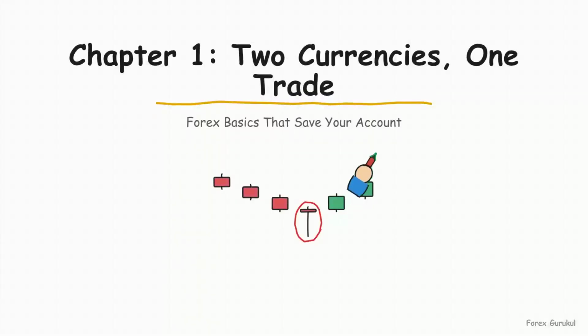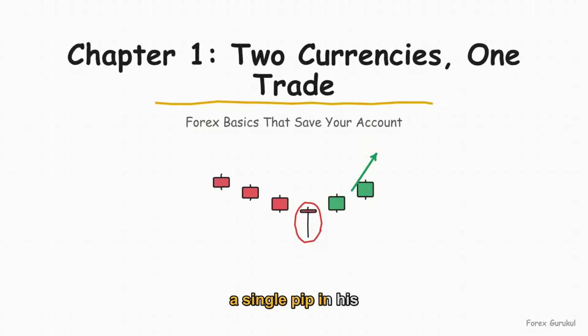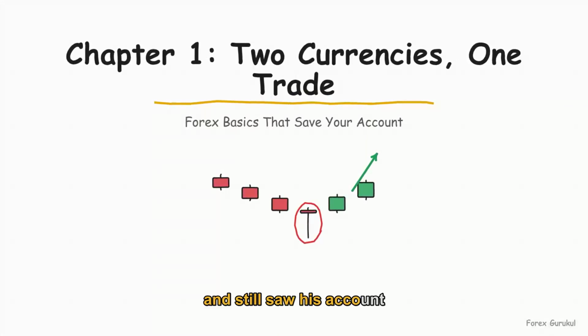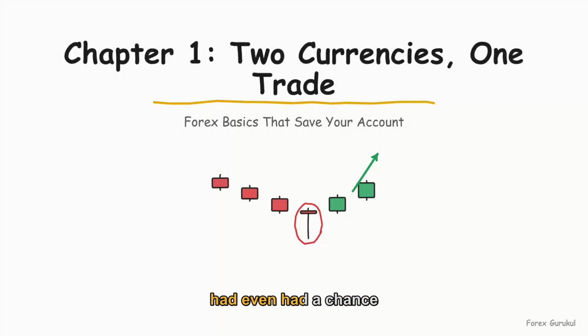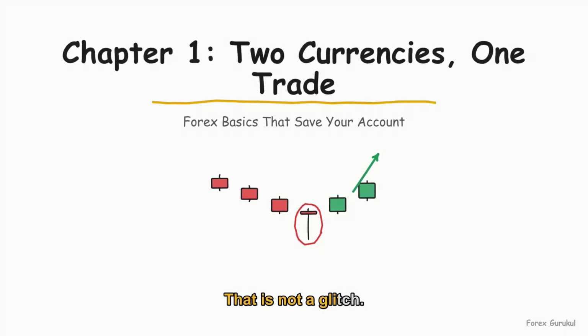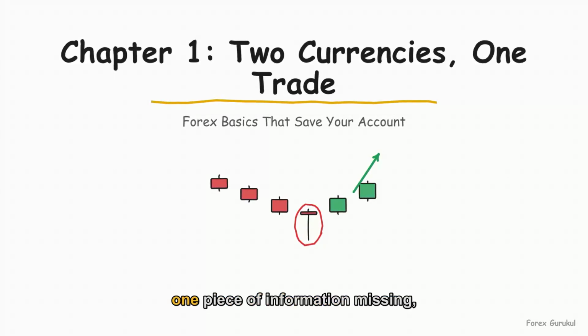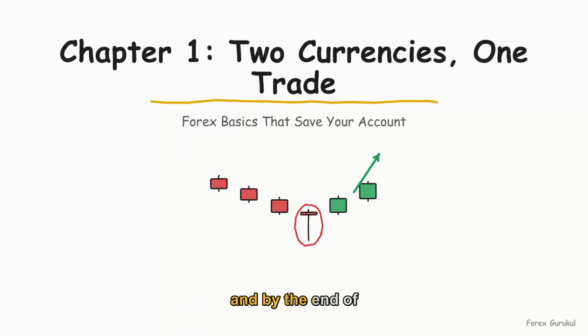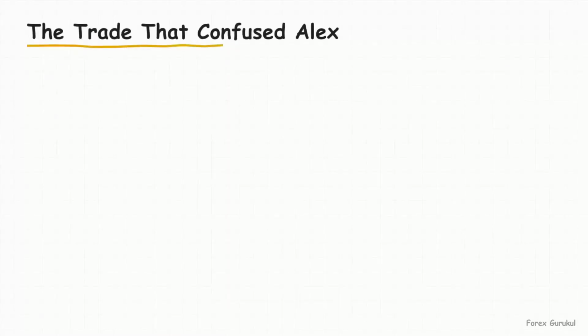A trader I know opened one small position on Eurodollar, watched it move less than a single pip in his favor, and still saw his account down real money before he had even had a chance to be right. That is not a glitch. That is Forex trading with one piece of information missing, and by the end of this video, you will never be missing it again. Let's call him Alex.